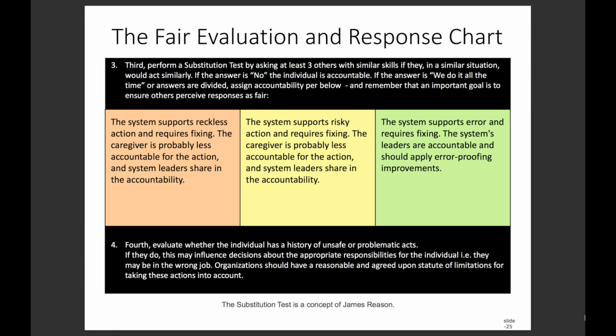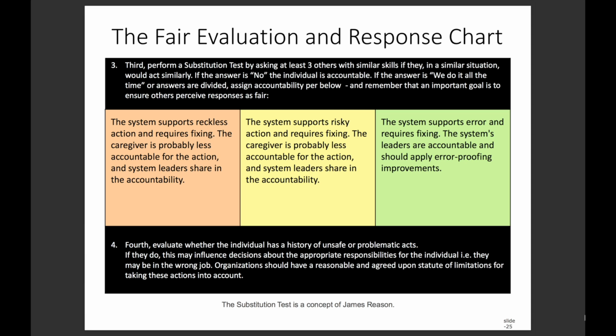If three other people with similar skills could do the same thing in a similar situation, if the answer is no, the person's accountable. That's why that's such a great question. And if the answer is, oh, we do it this way all the time, or the answers are divided, assign accountability as is listed below. And remember, the important goal is to ensure that others perceive the responses as fair. So if the system supports reckless action and requires fixing, the caregiver is less accountable for the action, and system leaders share in the accountability.